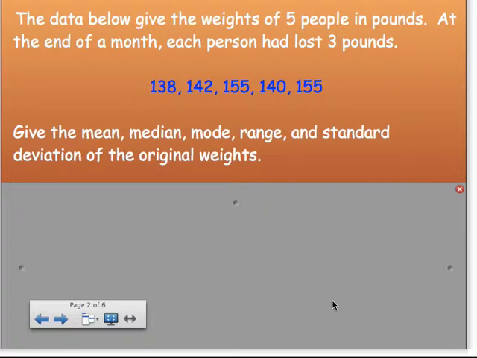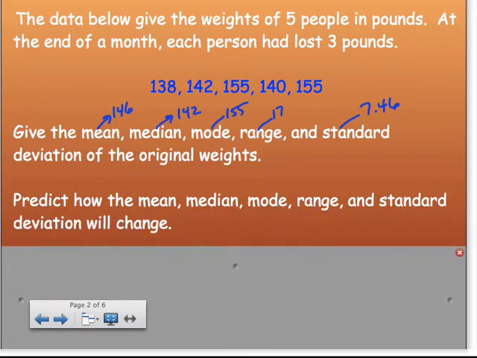From my data, when I add all 5 numbers together and divide by 5, I think my mean ends up being 146. I believe my median is 142. I think my mode is 155. I believe my range is 17. For my standard deviation, I can get that by using the one variable statistics function in the stat edit part of your calculator. The standard deviation, when rounded, is approximately 7.46. All of those are numbers I would expect you can get relatively easily.